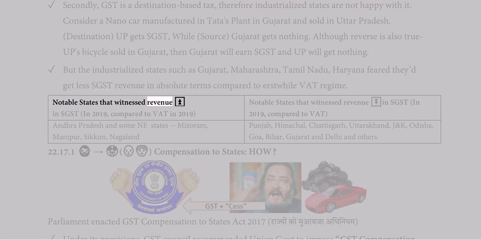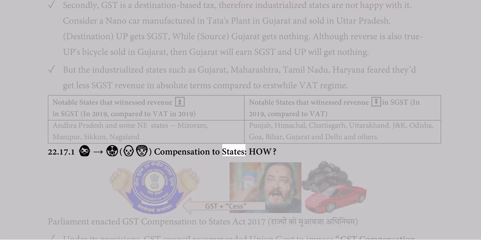Notable states that witnessed revenue decline in SGST in 2019 compared to VAT: Andhra Pradesh and some others: Mizoram, Manipur, Sikkim, Nagaland, Punjab, Himachal, Chhattisgarh, Uttarakhand, J&K, Odisha, Goa, Bihar, Gujarat and Delhi and others.